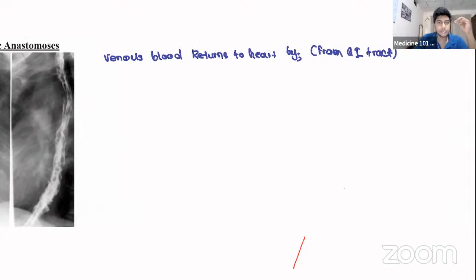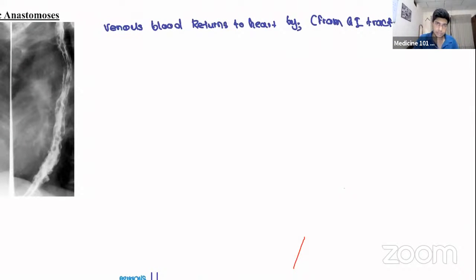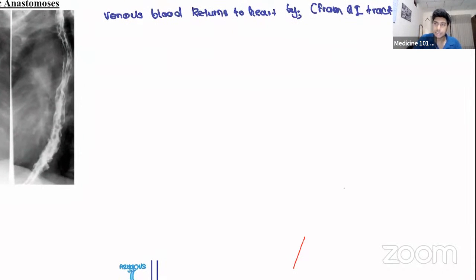IVC. IVC, true. But then related to the GI tract, what is the vessel? Hepatic. Does the portal vein return directly to the heart? Or does it go to the liver? It goes to the liver. So how does the blood that contains all the food come to the heart? It goes to the liver. Then from there, how does it go? The hepatic vein. Hepatic vein. Okay.